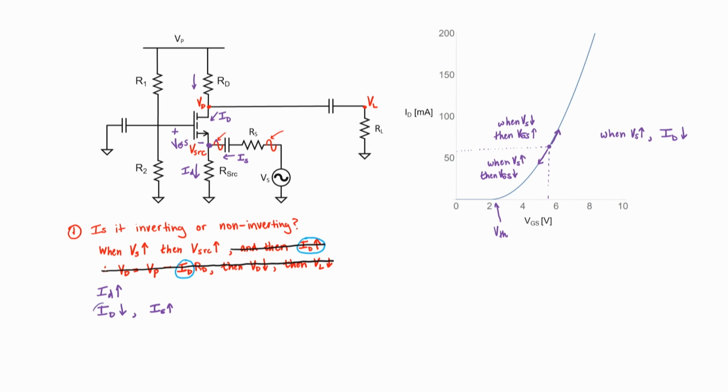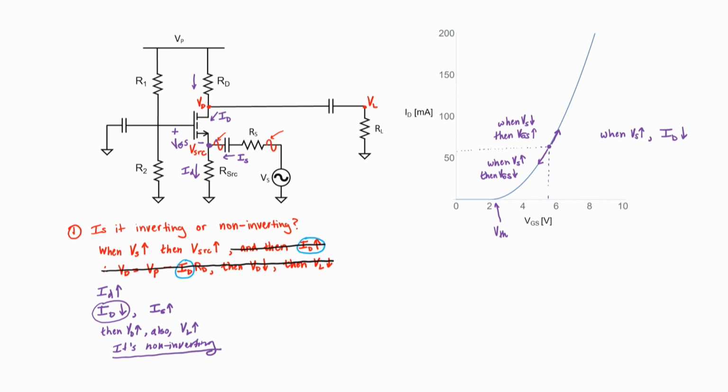Now let's think about what happens when the drain current, that is to say the actual drain current going through the drain of the transistor, decreases. If this current decreases, then it's going to cause the drain voltage to rise a little bit. If the drain voltage rises, then the load voltage will also rise. Now we've reached the correct conclusion. The common gate configuration is a non-inverting configuration.